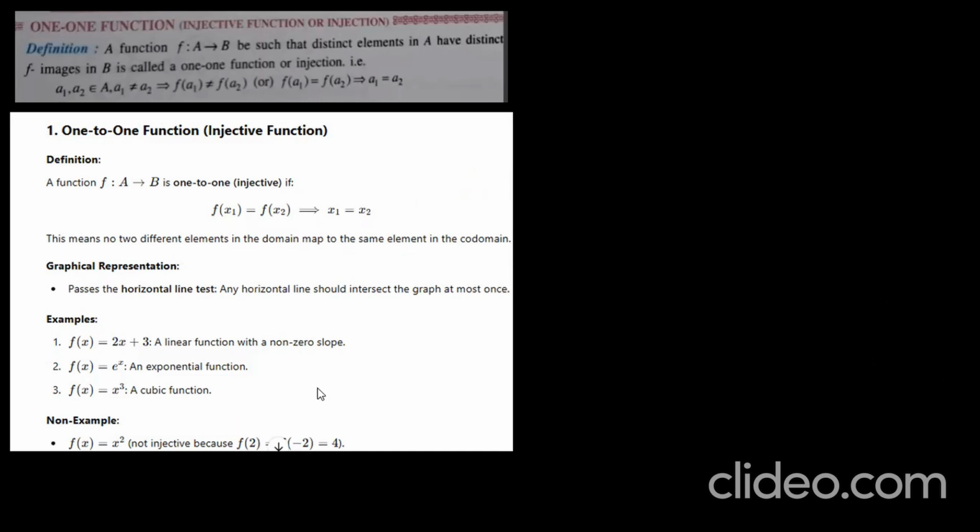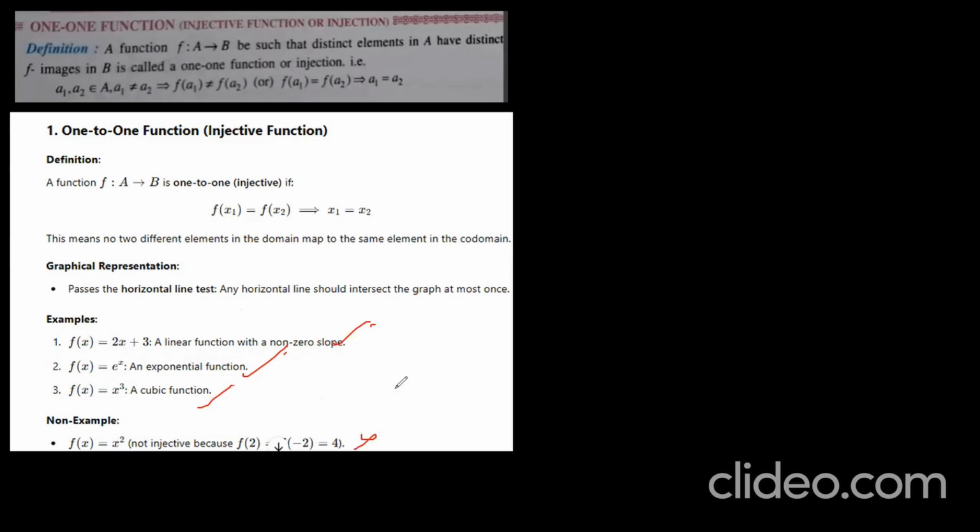Graphical representation: it passes the horizontal line test. A horizontal line should intersect the graph at most once. For example, f of x is equal to 2x plus 3 is a linear function with a non-zero slope. It is an exponential function. It is a cubic function. So f of x is equal to x square is not injective.